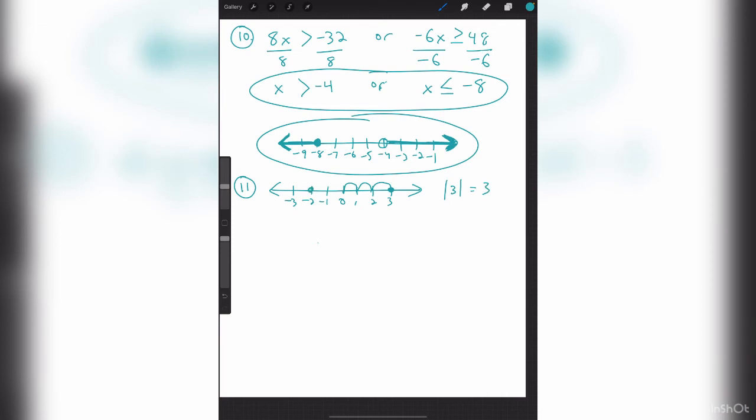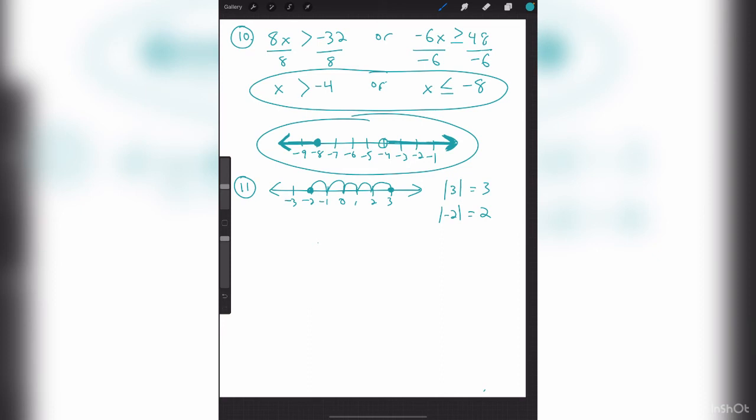If I was looking at -2, let's say I wanted to find the absolute value of -2. The absolute value of -2 would be 1, 2. So the absolute value of -2 would be 2. So the answer will always be a positive number whenever finding the absolute value of something.